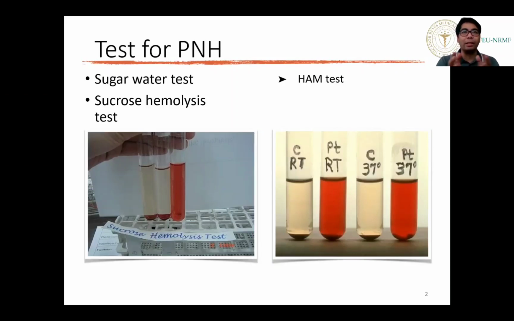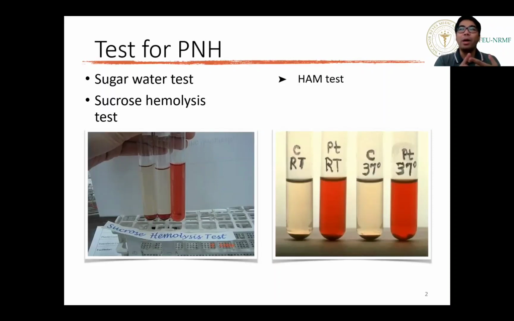Okay? So there is a genetic defect. Maaaring kulang yung synthesis ng gene na yun o kaya absent. That's why we have different types of PNH, depending on the severity of the amount of this membrane protein that is not synthesized by this gene. No?